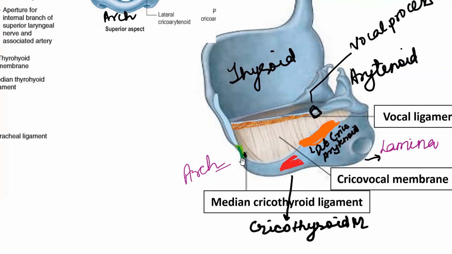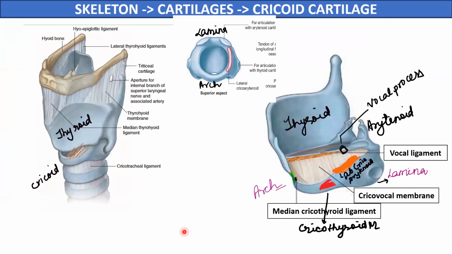So these are the attachments along the arch of the cricoid cartilage. Anteriorly, there is the median cricothyroid ligament, and on the outer surface, the cricothyroid and lateral cricoarytenoid muscles are present. Along the upper border of the arch, the cricovocal membrane attaches the cricoid cartilage to the thyroid as well as the arytenoid cartilage. The cricoid cartilage is said to be the foundation stone of the larynx, as it is attached to both the thyroid and arytenoid cartilages, and it takes part in all the movements of the larynx.